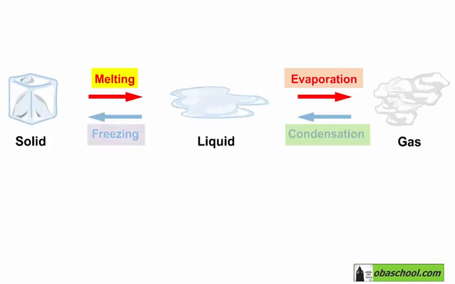So from solid to liquid, we have melting. From liquid to gas, we have evaporation. From gas to liquid, we have condensation. And from liquid to solid, we have freezing.